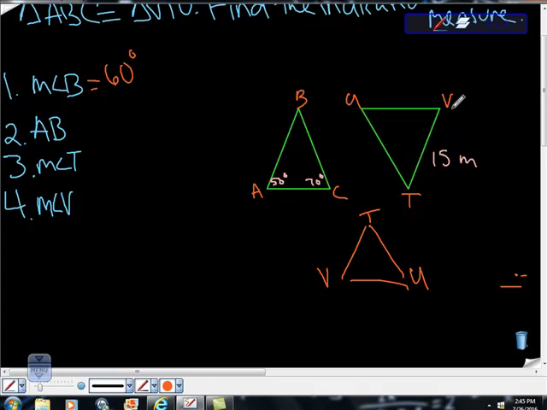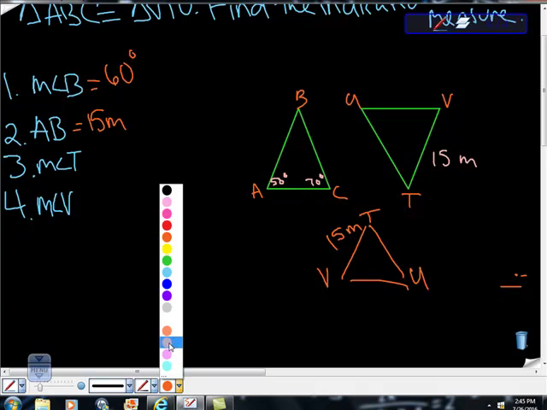We know that the measure of the segment VT is 15 meters. VT is the same as AB, so AB is also 15 meters, because when you flip this around, so they're both facing the same way, angle T is the same as angle B, angle V is the same as angle A, and angle U is the same as angle C. So that's just how we drew it, and this way makes it a lot easier to find the measures of the segments. Let me also write that angle B is 60 degrees.